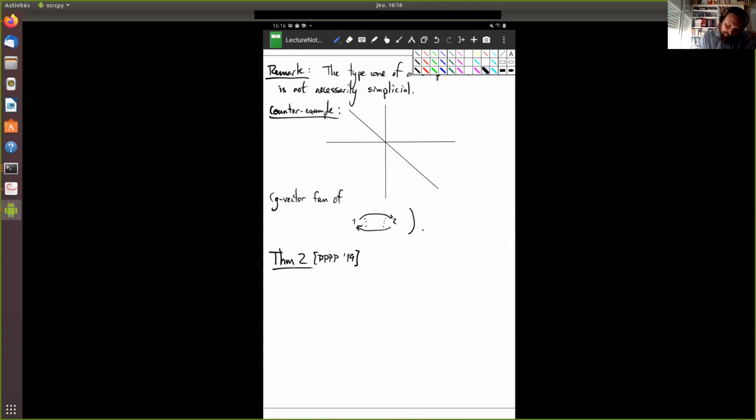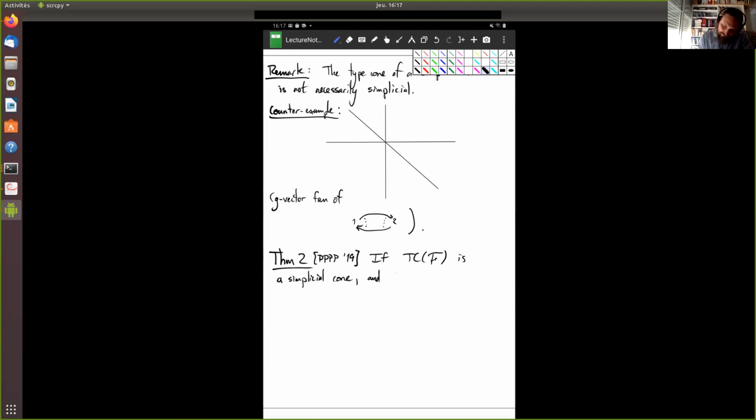If the type cone is simplicial, so if it's a simplicial cone, as in the example in type A2, that means that it's defined by a fixed number of inequalities. So we know the facets of the cone. These facets are now given by exchange relations. So let's put them in the matrix.